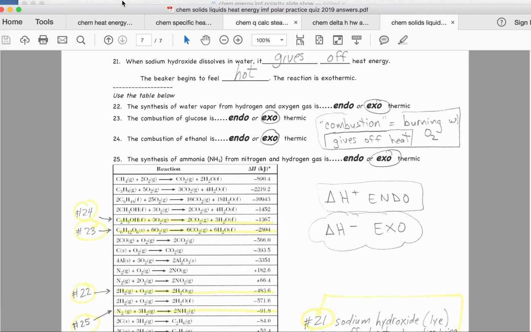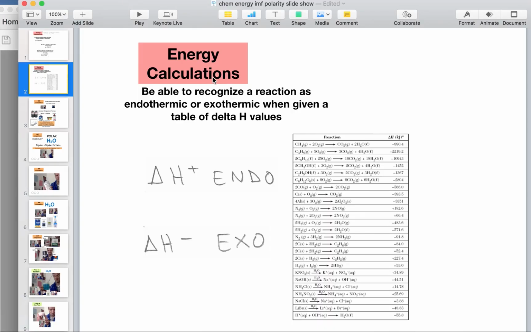So that's the other part of this energy piece on the quiz, is be able to interpret that description of a reaction and find its delta H. If you put heat in, it's endothermic. If you take heat out, if it's negative delta H, we classify that as exothermic.